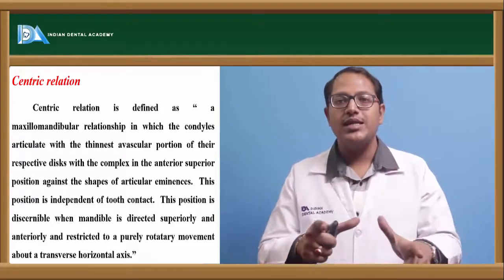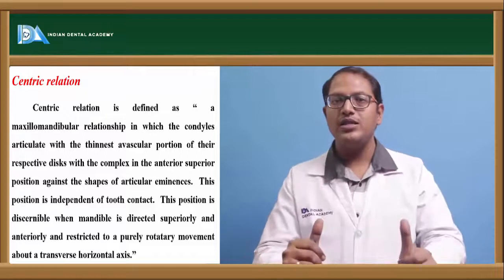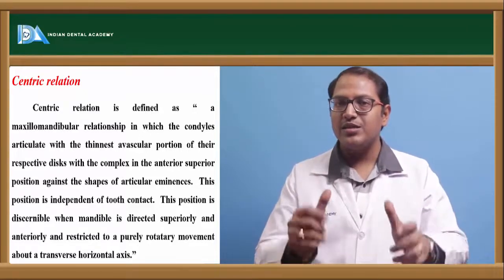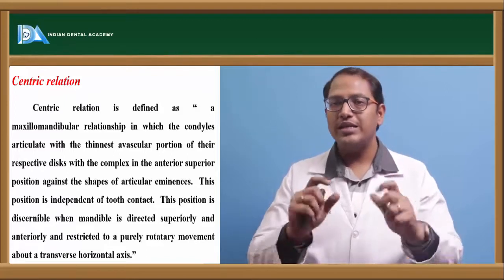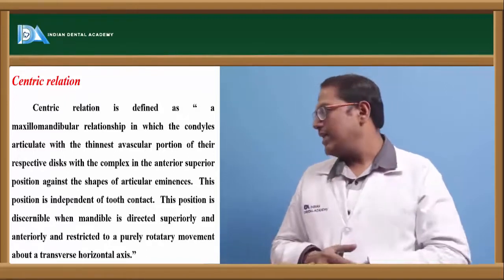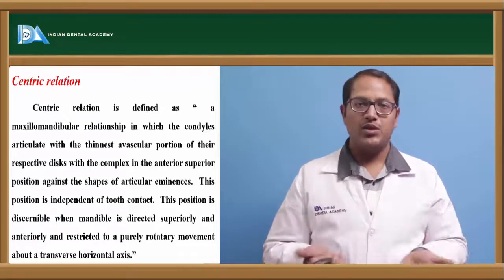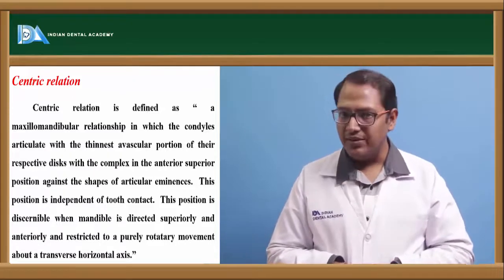Once translation is there, that means the condyle has travelled down its path from the articular eminences. So now the centric relation doesn't hold here. It only holds true when it is in purely rotatory movement, and about a transverse horizontal hinge axis. So let's come again with the definition.